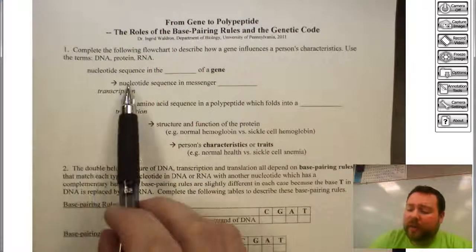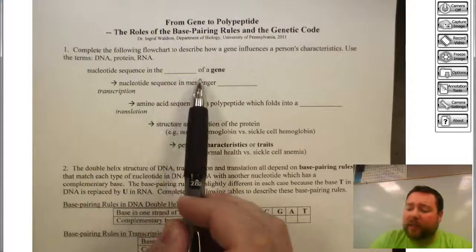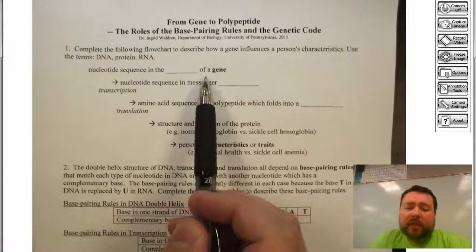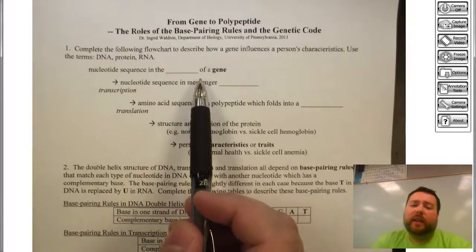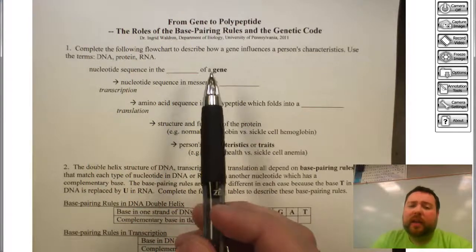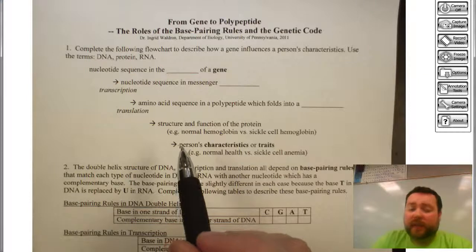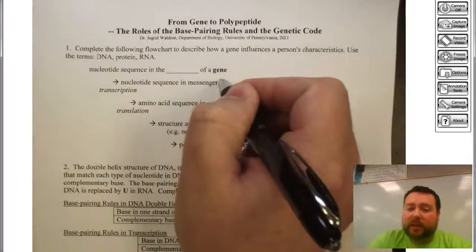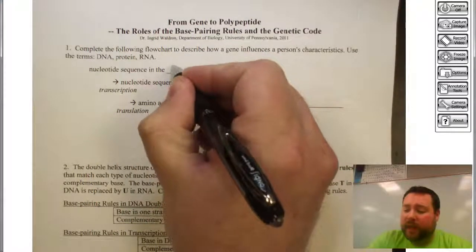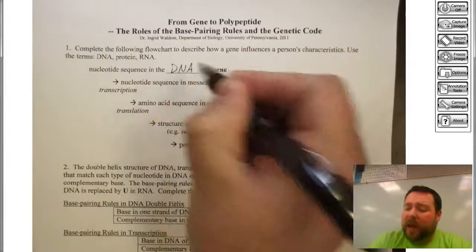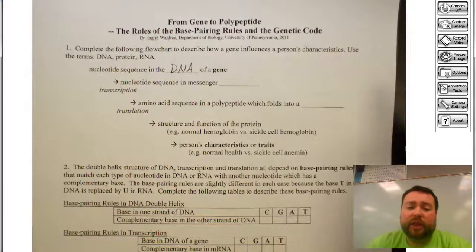So a nucleotide sequence in the blank of a gene. Well, genes are the things that we know of in genetic information, and we know that our genetic information is made out of DNA. So genes, on a single strand of DNA, we end up having lots and lots of genes on there, which each code for a different protein.